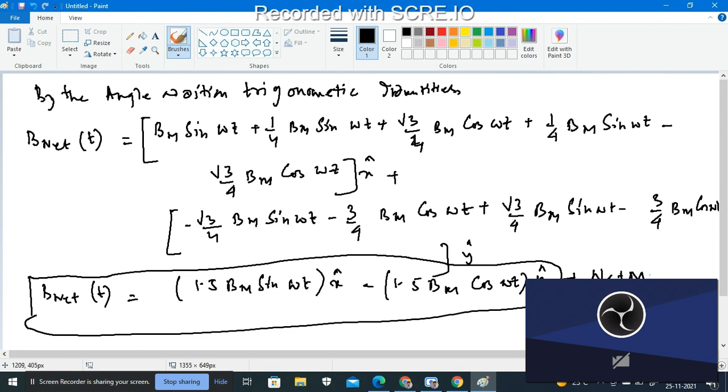Net magnetic flux density. Okay, so I think I have to stop the session for today because of the poor internet connectivity. We will continue the same session in the next class. Okay, so thank you. All are requested to leave the session for today.